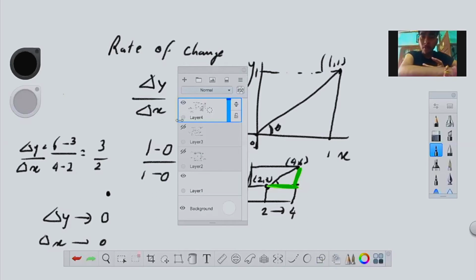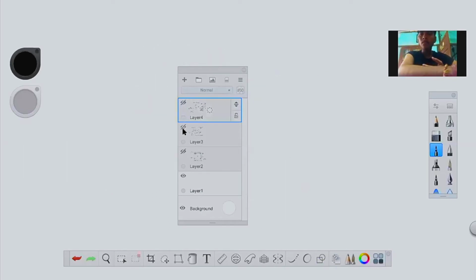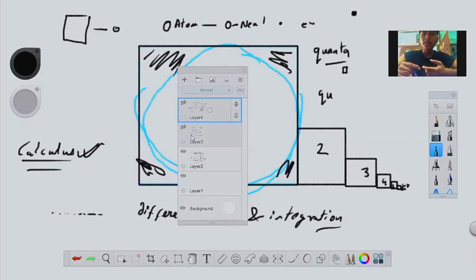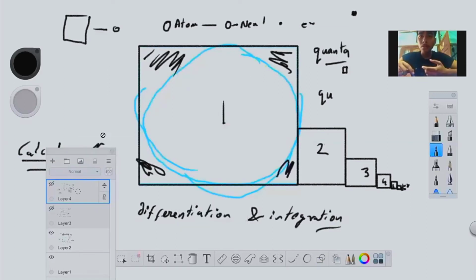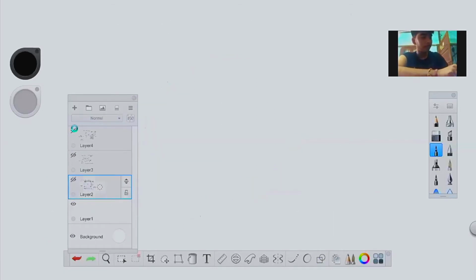Previously, in our previous slides, what did we see? The big object keeps getting smaller and smaller, and it starts to show different characteristics, right? Isn't it? It starts to show different characteristics.